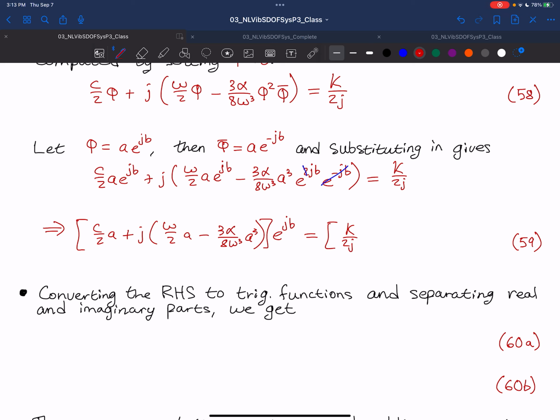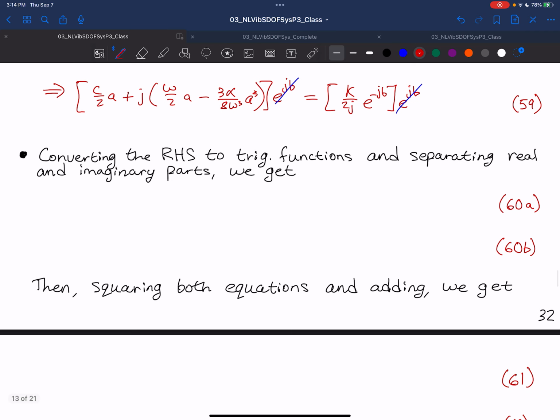We're now going to pull out a e to the minus jb and an e to the jb, so we get e to the minus jb multiplied by e to the jb, and in this case we can eliminate e to the jb on both sides. Of course e to the minus jb multiplied by e to the jb is equal to 1, so we're allowed to do this. From here, we convert the right-hand side into trig functions and separate the real and imaginary parts. We get that c over 2a is equal to minus k over 2 times the sine of b.